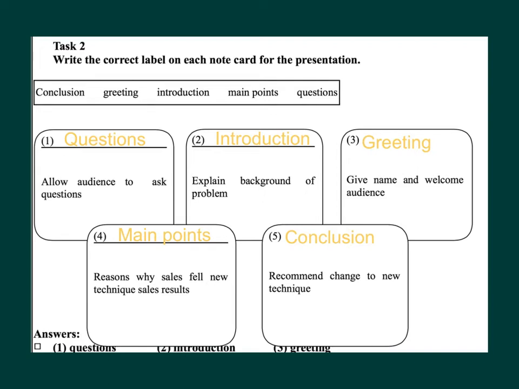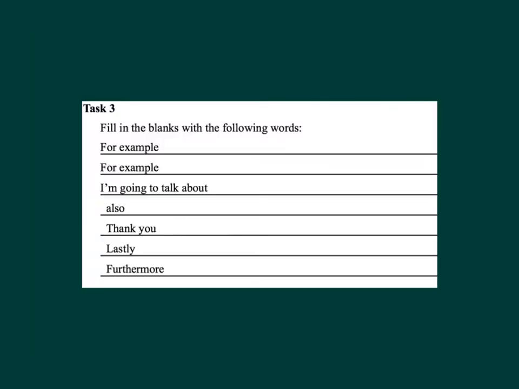Number 4 main points. Reasons why sales failed, new technique, sales results. Number 5 conclusion. Recommend change to new technique. Task 3. Fill in the blanks with the following words.